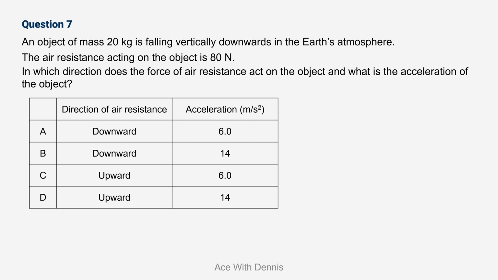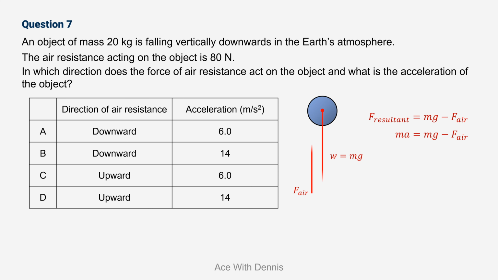To obtain the answer for question 7, we need to draw the free body diagram of the object. It is exactly the same as question 5. We have an object falling downwards with a weight equal to mg and air resistance pointing upwards. So the resultant force equals the weight minus the air resistance, or ma equals mg minus air resistance. Then we substitute the values given into this equation.